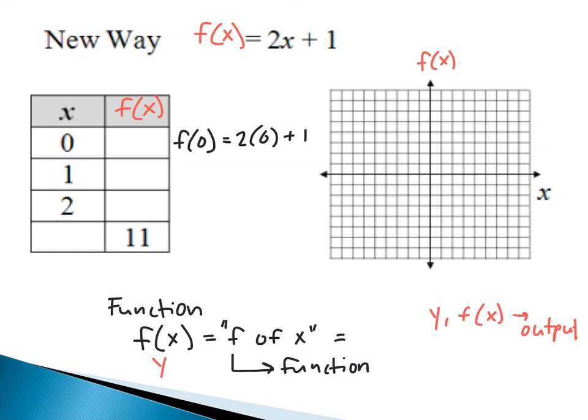Okay? That is not a 6, by the way. It kind of looks like a 6 here, but that's a 0. So now what I can do is I can simply evaluate this. Well, 2 times 0 is 0, plus 1 is going to give me 1. So I know that that's going to equal 1.